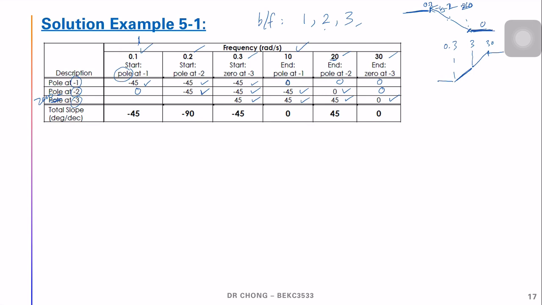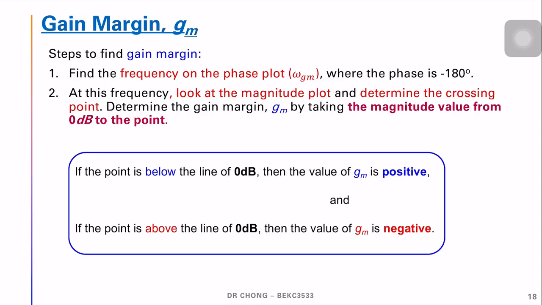So from here lastly you sum it: negative 45, negative 90, sum them, cancel, cancel, negative 45, cancel, cancel, 0, 45, 0. So this is what we will draw based on this answer. Plot this answer. Okay, then next.